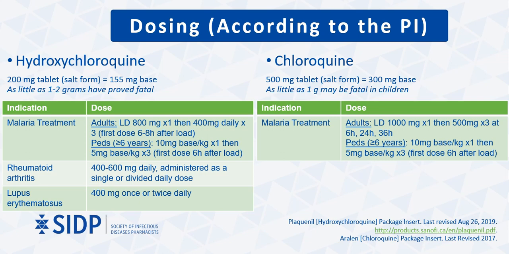For chloroquine, this medication is available as a 500 milligram tablet. This is the salt form, and the active drug is 300 milligrams of base. I specify that because in some publications and references, chloroquine dosing is referred to in terms of the base rather than the salt form. As little as 1 gram may be fatal in children, and this is particularly relevant for chloroquine because the therapeutic dose, at least for adults loading in malaria treatment, is also 1,000 milligrams. That's followed by 500 milligrams for 3 doses.